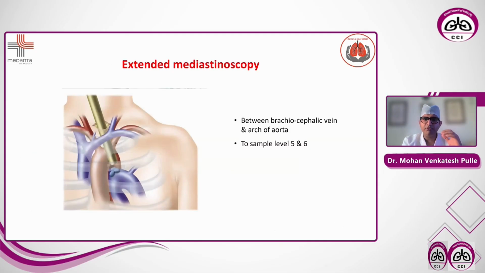It is between the brachiocephalic vein and the arch of the aorta. In conventional mediastinoscopy, you put the scope in the pretracheal plane and go along the anterior wall of the trachea. But level 5 and level 6 lymph nodes, which are called para-aortic and subaortic lymph nodes, are difficult or not possible to sample by conventional mediastinoscopy. That is where extended mediastinoscopy has come into the picture, by putting the scope in between the brachiocephalic vein here and the aorta. So you can sample those level 5 and level 6 nodes.